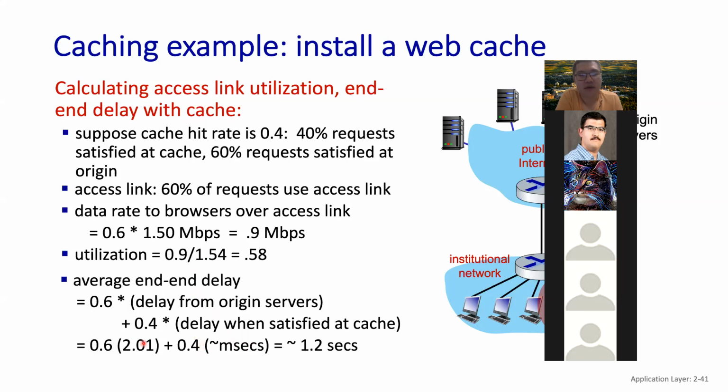Sorry, yes. If the 60% is not satisfied by the cache, the delay would be some seconds. But the 40% that is satisfied by the cache, you don't need to pay that delay, right? So you can see that overall, the delay would be only about some seconds. It would be much better than the original case, and also much cheaper than upgrading the access link here. Okay, so that's the general idea.